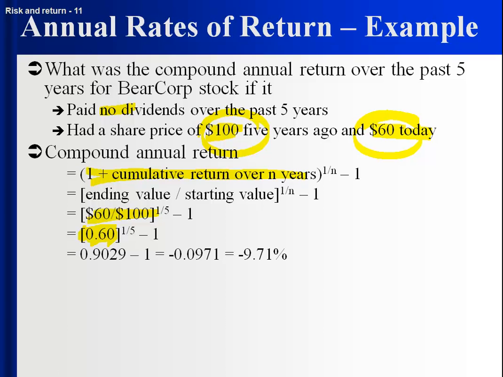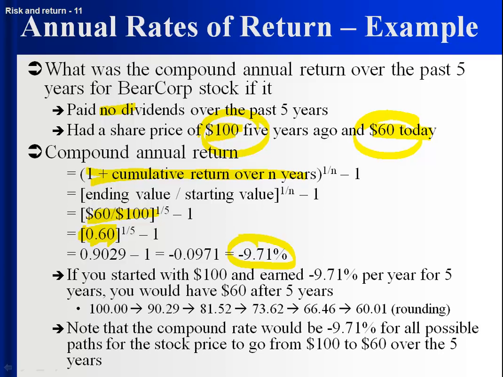So you take it to the power of 1/5 to undo the cumulative, compound effect, and you can see that you needed to have a return of negative 9.71% each year for 5 years to go from 100 to 60, so that's the compound return. And you can see if you had a return of negative 9.71%, you'd go from 100 to 90.29 to 81.52 to 73.62 to 66.46 to $60.01, just due to rounding that return at 2 decimal places.